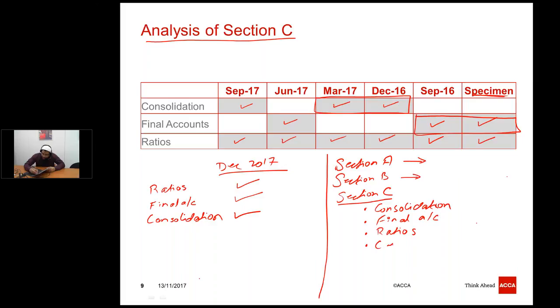But apart from this, the question can even contain a cash flow statement. So these are the four areas for section C, but higher chances are of these three areas. The cash flow question can be a minor part of the final accounts, 5 marks to prepare operating, investing or financing activities, or a cash flow question can be there in section A and section B. If section C contains final accounts and ratios, then section B may contain a question of consolidation.